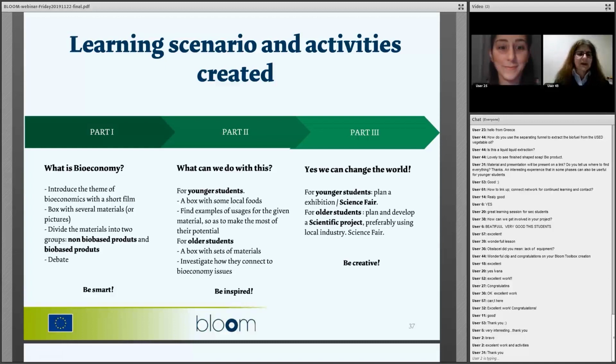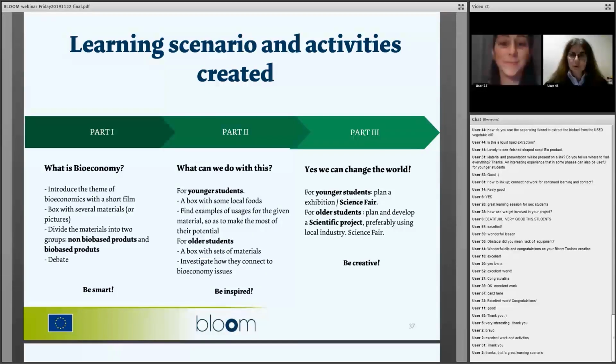Then, a little bit of Obama: yes, we can change the world. The younger students planned an exhibition and a science fair, and the older students planned some scientific projects and showed them in a science fair. So we wanted students to be creative.